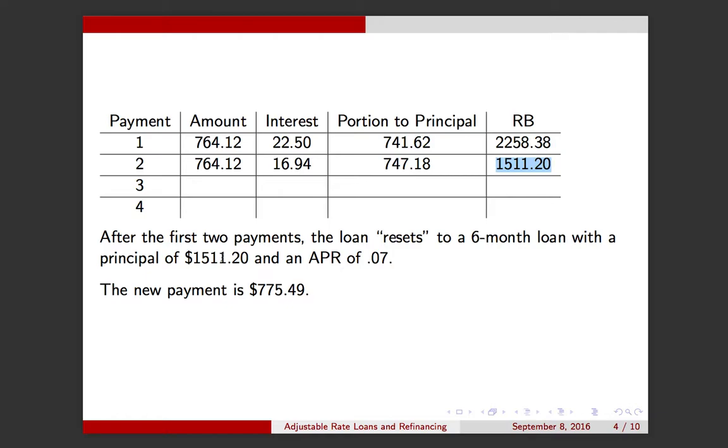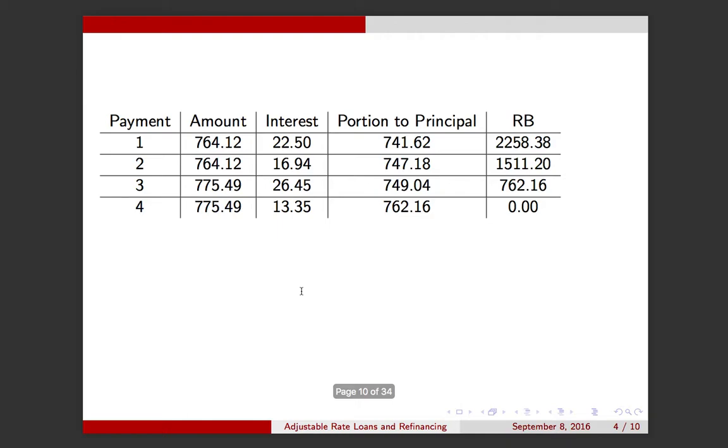So recall, Keegan originally owed $3,000. 6 months into the loan, he does not owe $3,000 anymore. He owes $15,1120. So the bank will use that as like a new loan amount for a 6-month loan with a new APR. So again, I would just tell you the new payment is $775.49. Put those there, and now you can just fill in the table the way you normally do with PRT, and remaining balance, etc.